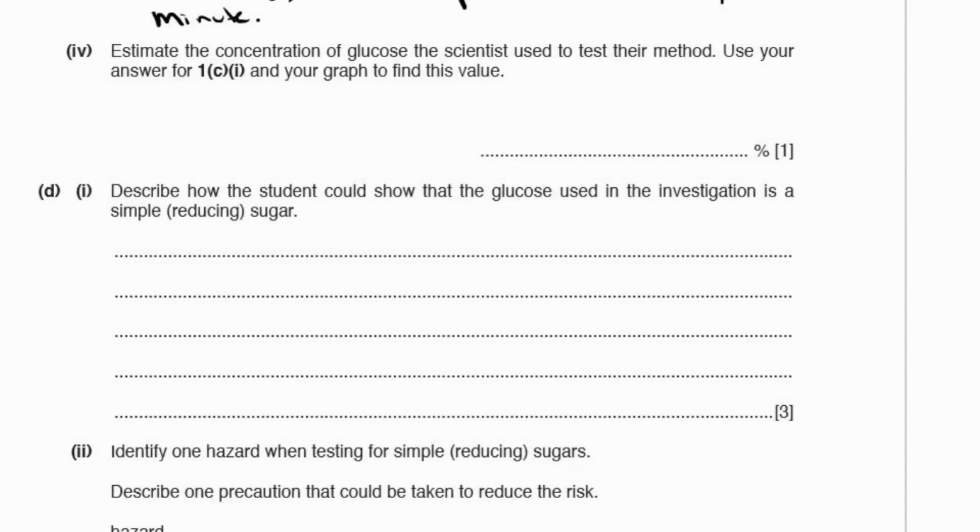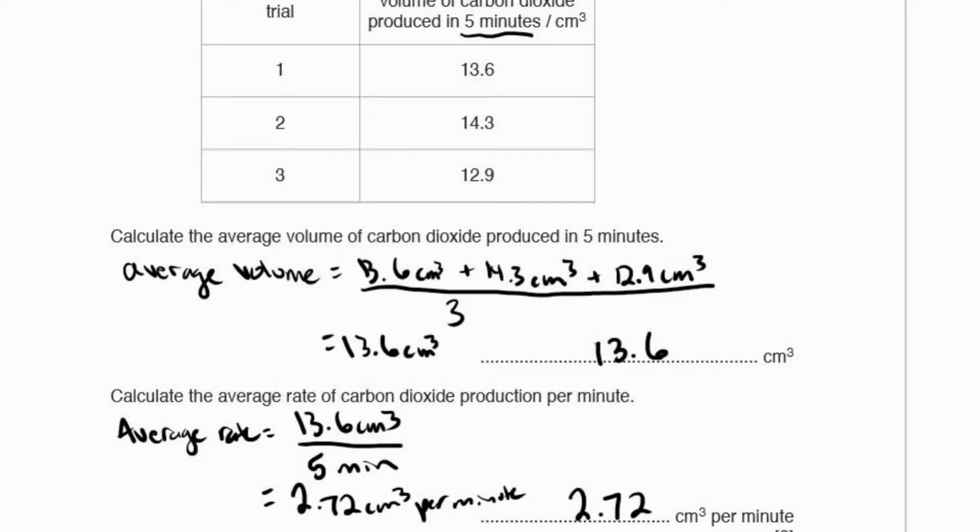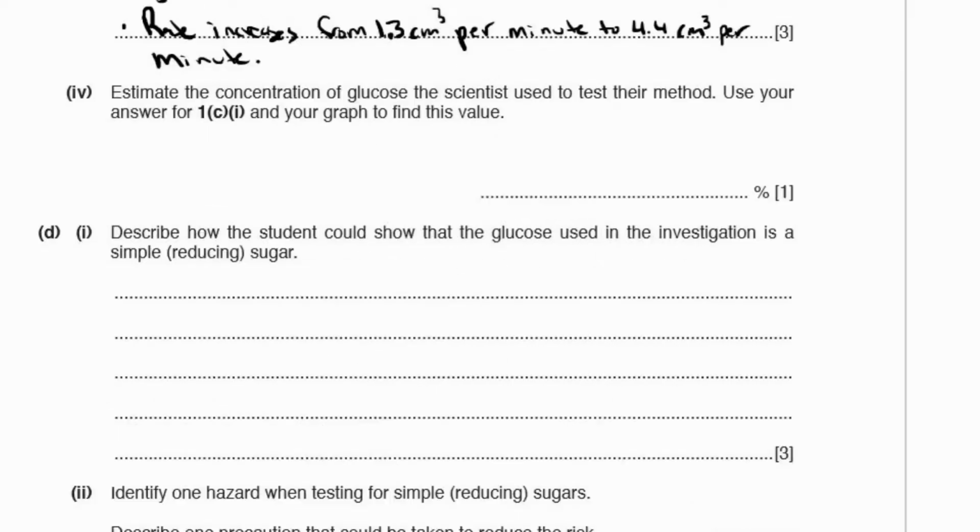4. Estimate the concentration of glucose the scientists used in their test method using your answer for 1C1 and your graph to find this value. All right, so let's look at 1C1. So 1C1, you calculated the average volume produced in 5 minutes, and then you calculated the average rate of carbon dioxide production per minute. So we're going to use the second one. The average rate was 2.72 centimeters cubed per minute.